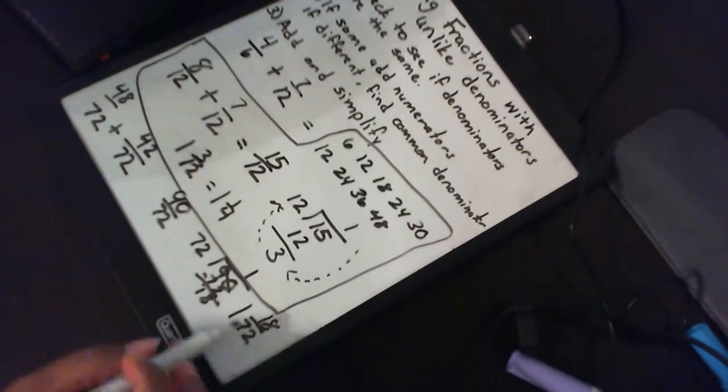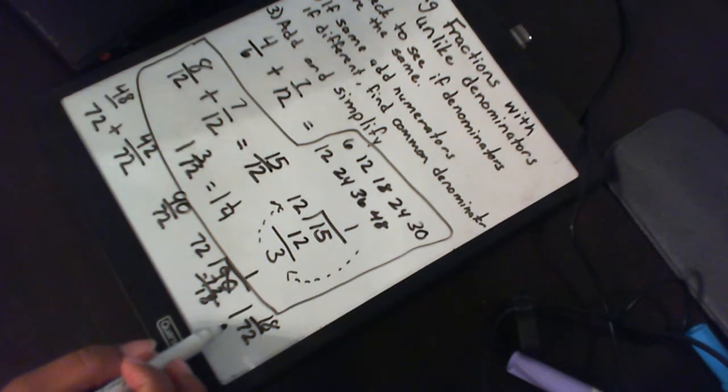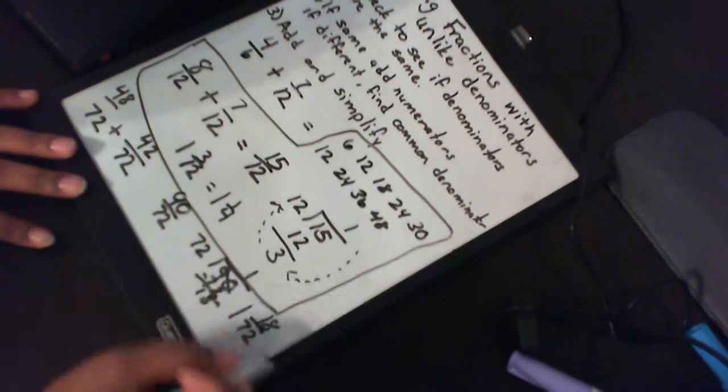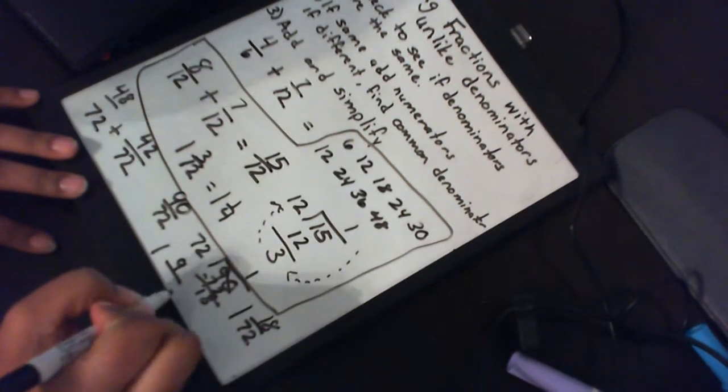So we know they both don't end in 0. So it can't be 10. They don't end in a 5 and a 0. So it can't be 5, but it can be 2. And so then divided by 2, I get 1 and 9/36.